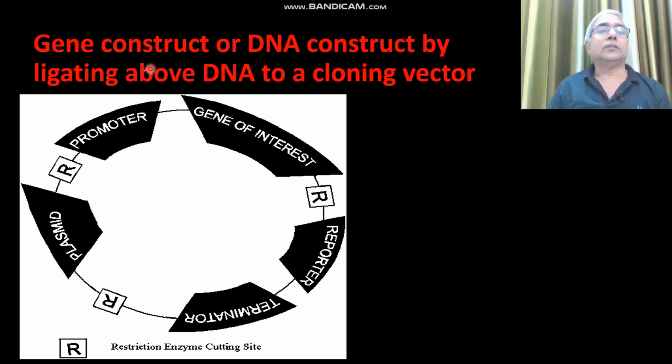Now, this is the gene construct. Gene construct means here the gene of interest is present. Then if it has to act as an expression vector, then the promoter and reporter are also required. Then this is the sequence of plasmid, meaning the vector sequence, and this is the terminator gene which is responsible for termination of the transcription process, and these are the sites which are detected by the restriction enzyme.